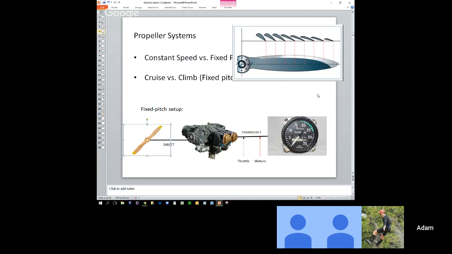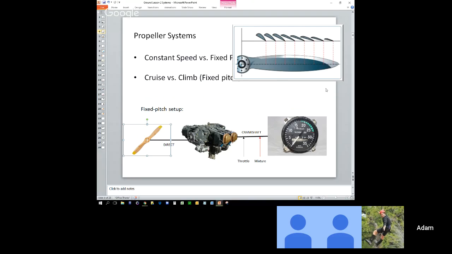But you're not going to be able to change the pitch in flight, as opposed to what's called a constant speed, or a variable pitch propeller, meaning you can actually change the pitch of the propeller from the cockpit. But one of the reasons fixed pitch is, I'll say, not as good of a configuration as constant speed is because when you're climbing, you're going to want to have a different angle of attack than when you're flying straight and level.